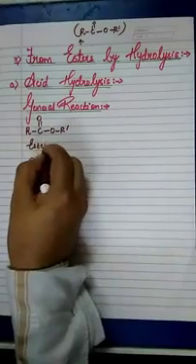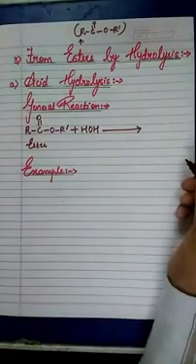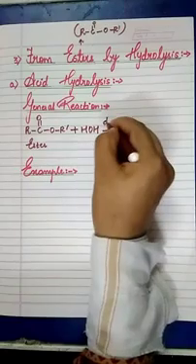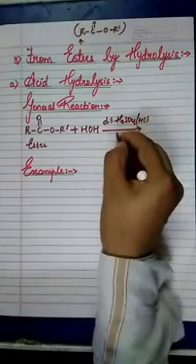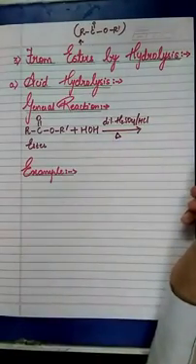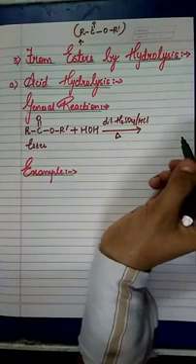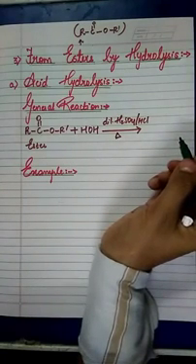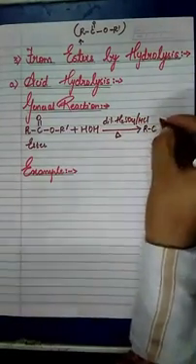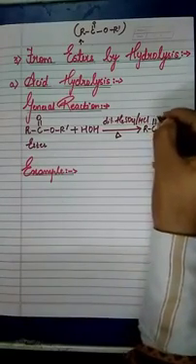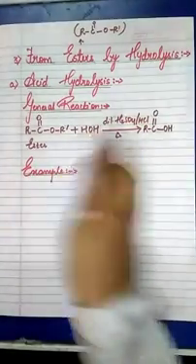This is your ester. This ester will undergo hydrolysis in the presence of acid such as dilute H2SO4 or HCl. We are applying heat over here. So what will happen? The bond between carbon and oxygen will break, and we are obtaining RC double bond O, OH plus ROH.